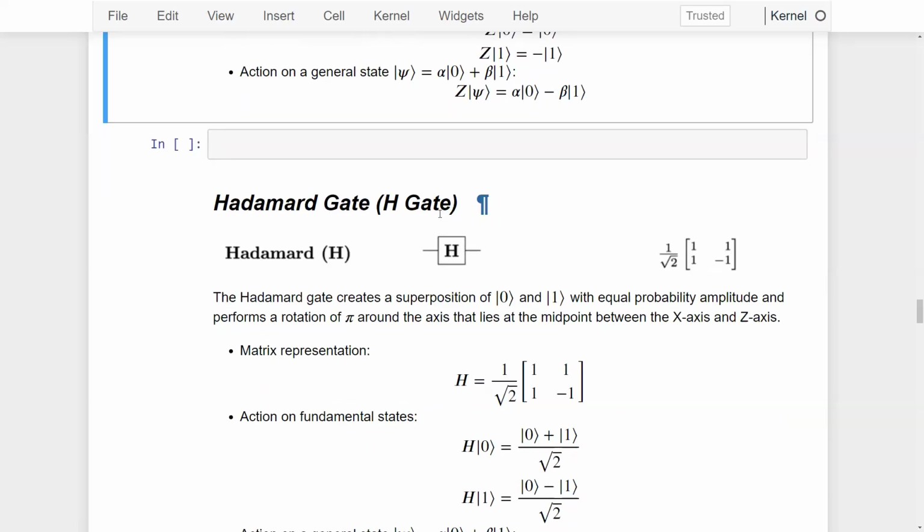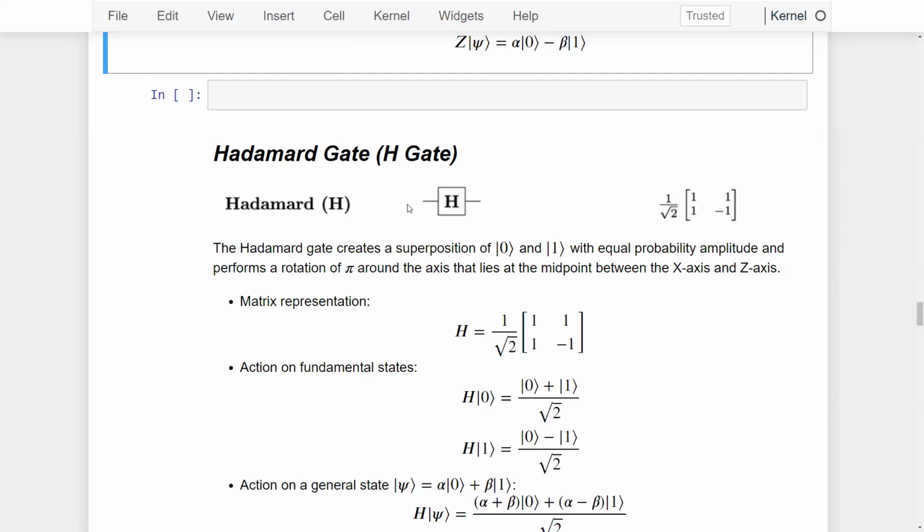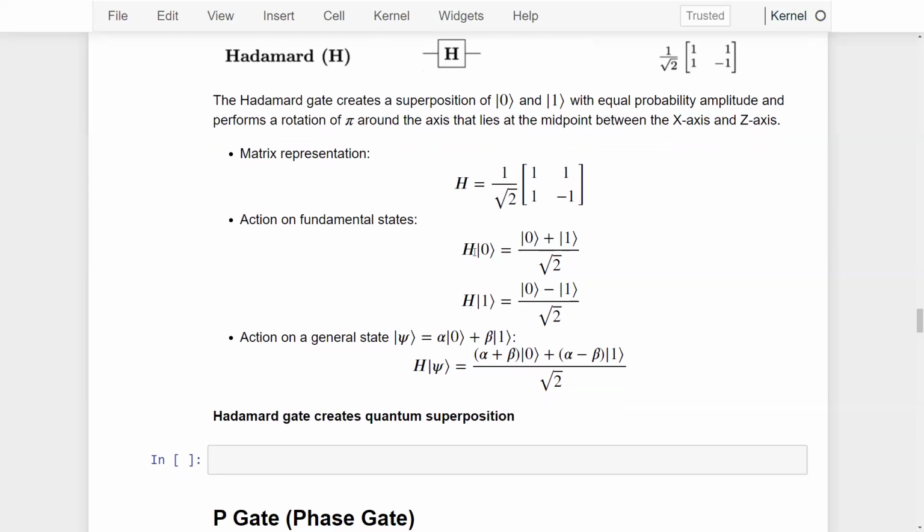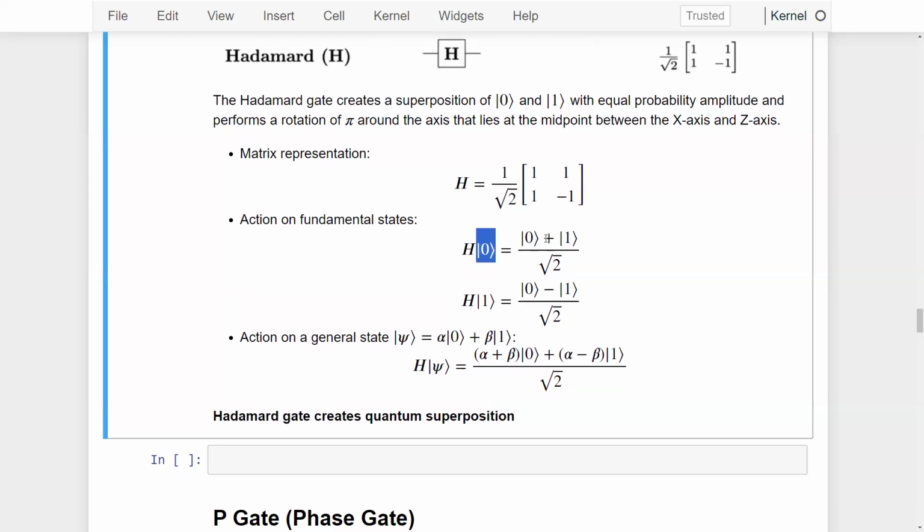Maybe the more important gate is called the Hadamard gate. The Hadamard gate is represented by this rectangle with a capital H in it, and given by this matrix: 1 over square root of 2, times 1, 1, 1, minus 1. From the structure of this matrix, you can already see what happens if you apply this operator to the state 0. This is the state it returns: state 0 plus state 1 over square root of 2.